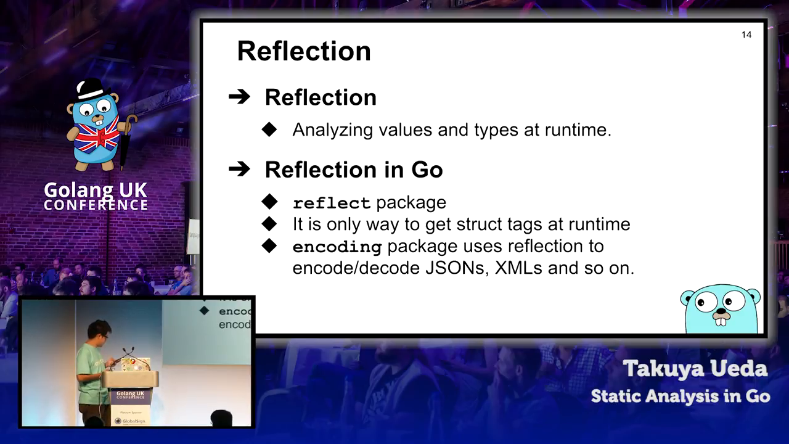I think you know a method to analyze a program at runtime: reflection. Reflection is very powerful. Actually, reflection is the only way to get struct tags at runtime. You can use the reflect package, which is provided as a standard library. The encoding package also uses reflection to encode or decode JSONs, XMLs, and so on.